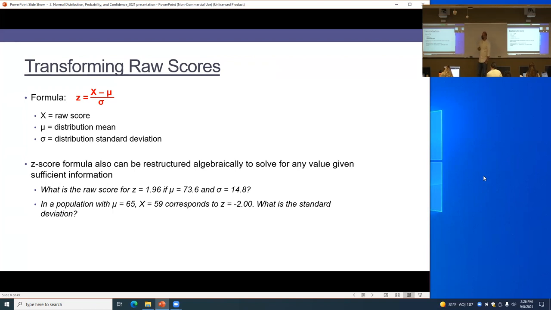Or let's say I've got a population with a mean of 65, and a raw score of 59 that corresponds to a z-score of 2. What's my standard deviation? I'm going to take the same equation, rearrange it, resolve for my standard deviation, and answer that. Or, a population with a standard deviation of 4, where X equals 33 corresponds to Z equals 1.5. What's the population mean?